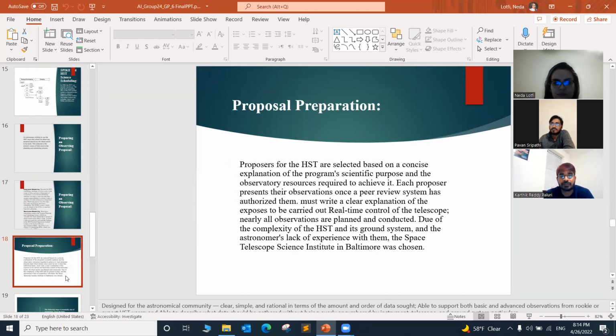Proposal preparation. Proposers to the HST are selected based on a concise explanation of the program's scientific purpose and the observatory resources required to achieve it. Each proposer presents their observations once a peer review system has authorized them. They must write a clear explanation of the exposures to be carried out, not real-time control of the telescope. Nearly all observations are planned and conducted by staff due to the complexity of the HST and its ground system and the astronomers' lack of experience with them. The Space Telescope Science Institute in Baltimore was chosen.